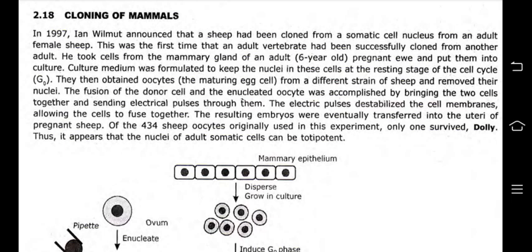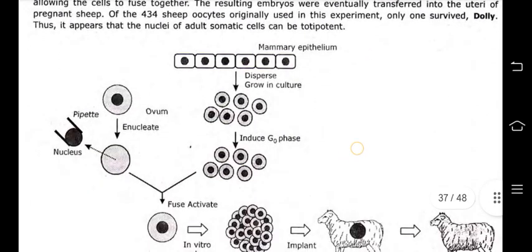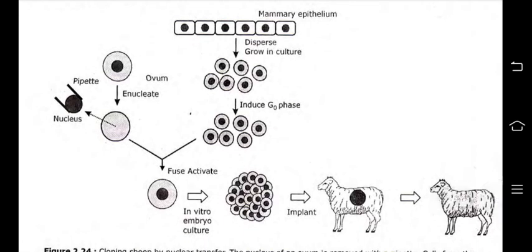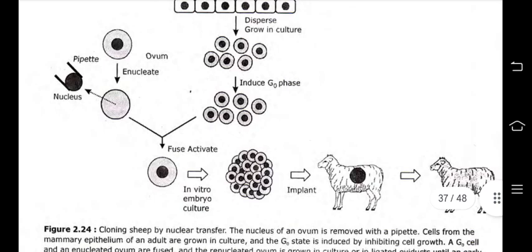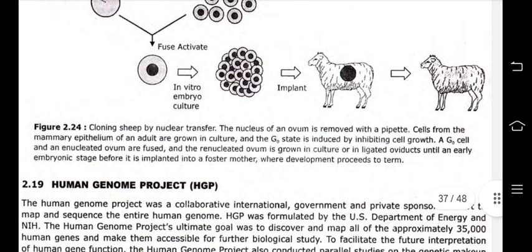But remember this number: 434 sheep oocytes originally used in this experiment, only one survived. So their commitment is commendable. Mammary epithelium, disperse, grow in culture, induce G0 phase, then nucleus, pipette, ovum, enucleate, fuse, activate, in vitro embryo culture, implant, get a new sheep.